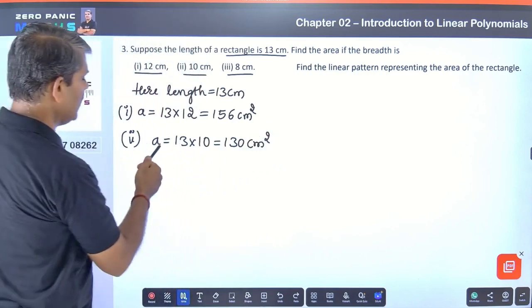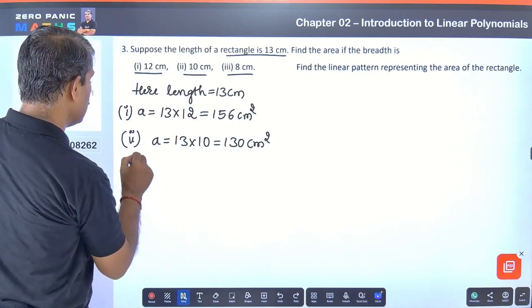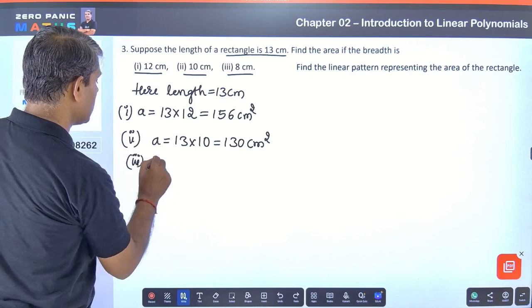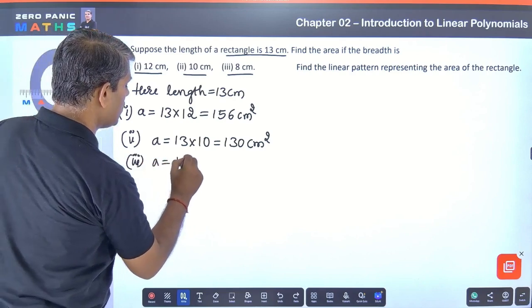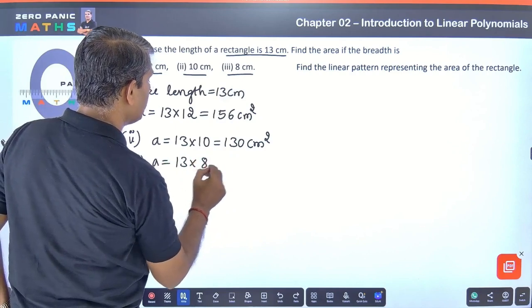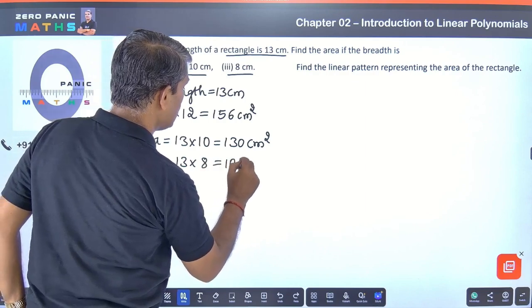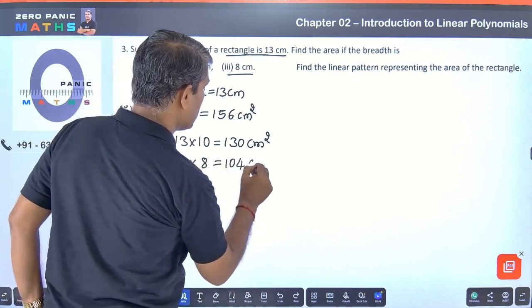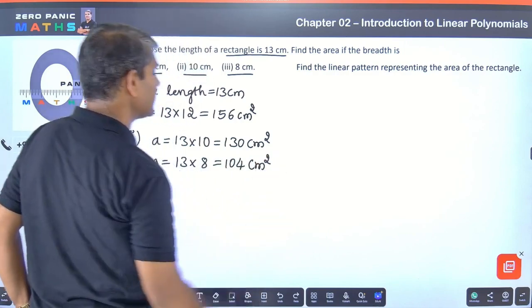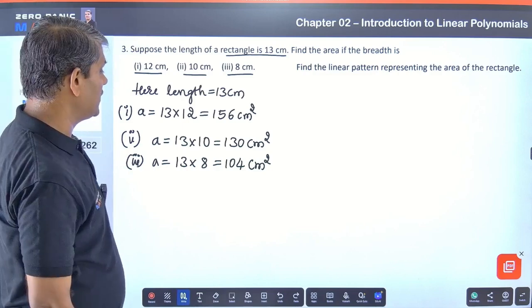You can see that. For the second question, it is 10 centimeter width they have given. Similarly, for the third question, area is equal to 13, which is length, which is fixed, and 8. 13 times 8 is 104, correct? 104 centimeter square. Since it is the area, we are defining it as centimeter square.